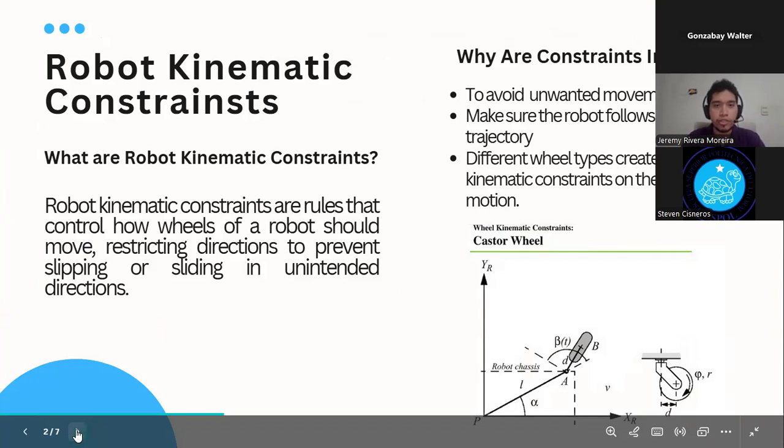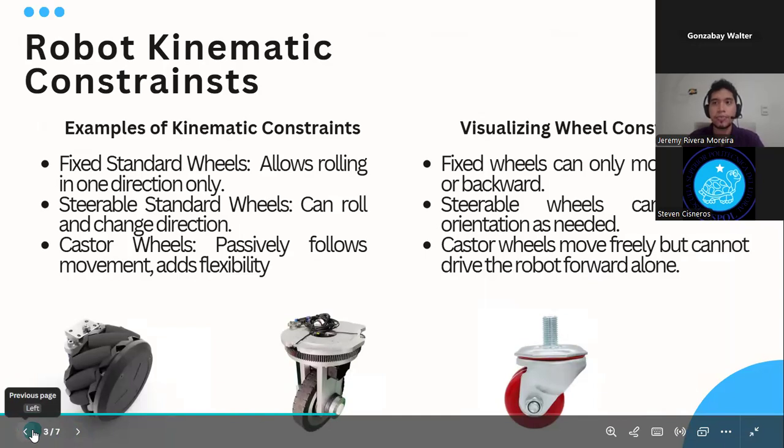So why are constraints important? Constraints are crucial because they allow us to control and predict the robot's motion, helping it follow a specific path and avoid unwanted movement like sliding sideways or spinning out of control. These rules ensure robots operate safely and accurately in any environment, making them vital for tasks that require reliability and precise navigation. These constraints depend on the type of wheels the robot uses.